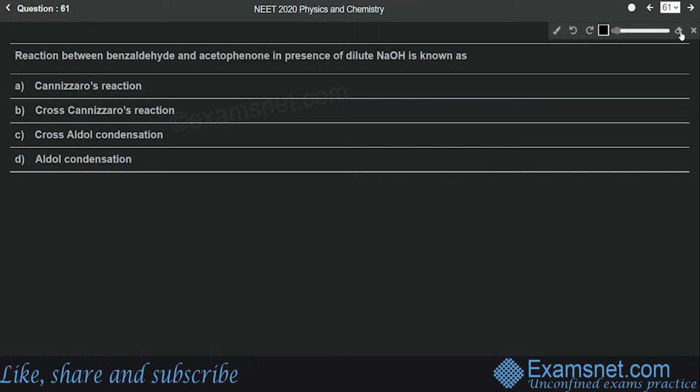Question number 61 is from the chapter Aldehydes, Ketones and Carboxylic Acids, and the question is, reaction between benzaldehyde and acetophenone in presence of dilute sodium hydroxide is known as, options are Cannizzaro's reaction, cross Cannizzaro's reaction, cross aldol condensation and aldol condensation. So two types of reactions are mentioned here, Cannizzaro and aldol. What is the difference between them? The main difference is that Cannizzaro's reaction is the reaction of aldehydes which do not have an alpha hydrogen. So aldehydes not having an alpha hydrogen.